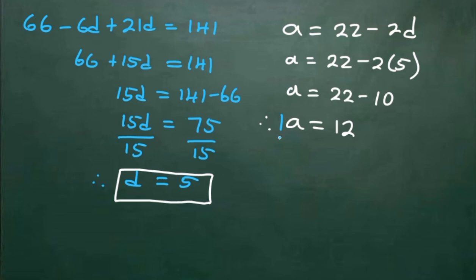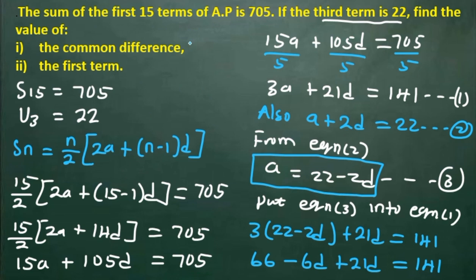So we can say that therefore a is 12. Okay, so in conclusion, we were to find the common difference d, which is equal to 5, and the first term a, which is equal to 12. Basically, this is how you go about questions when the sum of the sequence is given to you. Next section, we are going to look at finding the sum of a sequence given 2 terms.